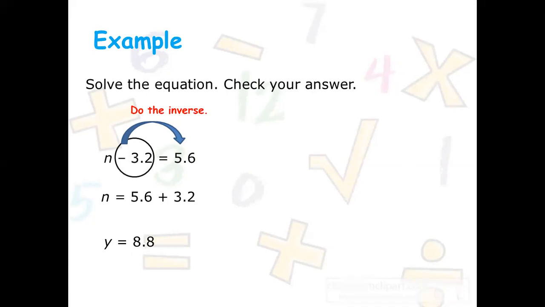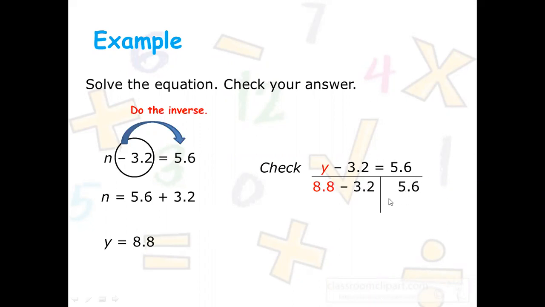Now the next one is the checking step. To check, what do you need to do? Draw a standing line and write the question up. Now what are we going to do? The value which we found for n, we are going to substitute, or put, in place of n. So what's the value of n? We got 8.8. So let's see, 8.8 minus 3.2 should give us 5.6. On the other side of the equation, we already have 5.6.